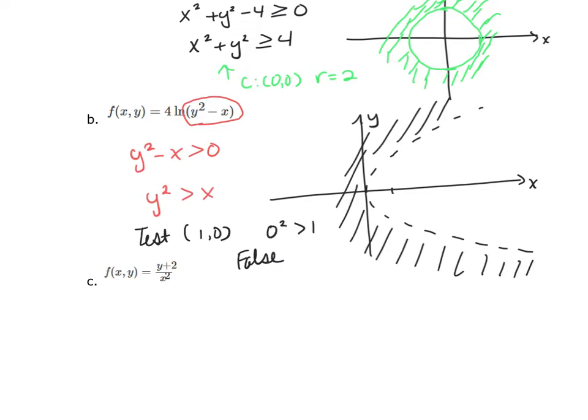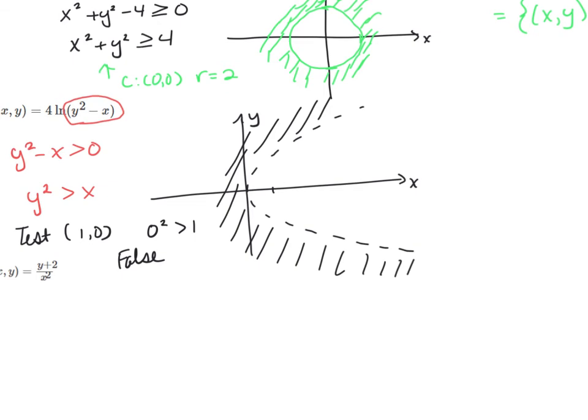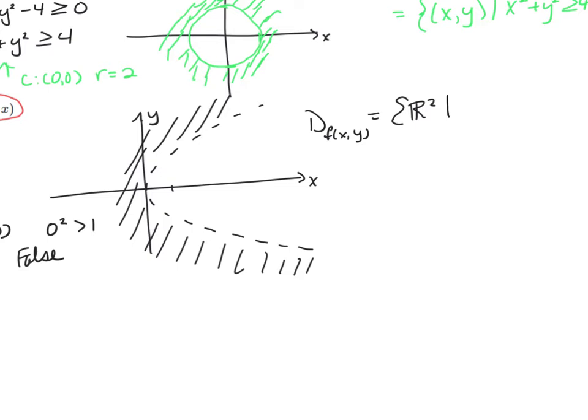So that is my domain, the outside of my parabolic shape. And I don't get to include the shape itself because it has to be strictly greater than. So again, my domain of f(x, y) is going to be equal to, I can do this with R2, so I can tell you I'm in the R2 plane, and then it's just y squared is greater than x. I can also write this as (x, y) such that y squared is greater than x.